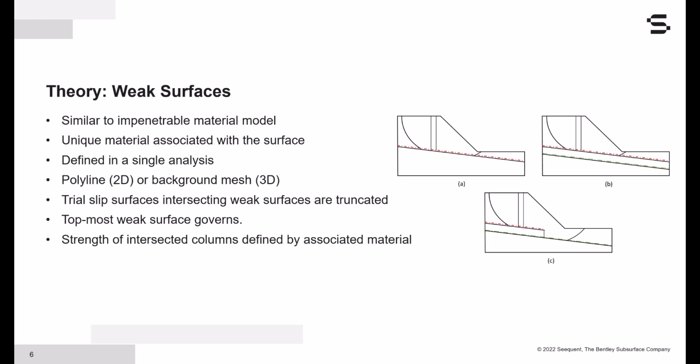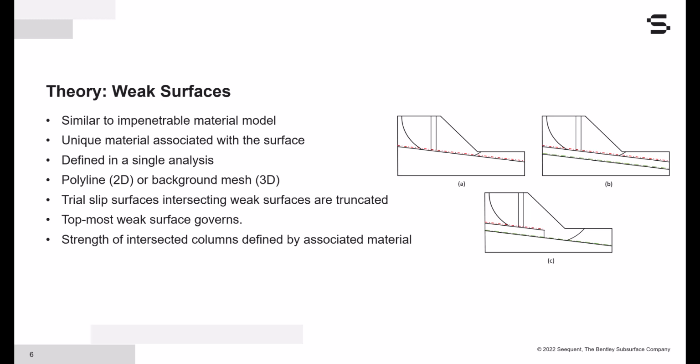Referring to the diagram on the right, a trial slip surface that intersects the weak surface is truncated. The topmost weak surface governs in the event that there is more than one weak surface. The strength definition of columns intersected by the weak surface is defined by the material associated with the weak surface. Weak surfaces should ideally extend across the domain to mitigate the generation of poorly shaped slip surfaces. Any slip surface that has a stair-step shape is deemed inadmissible.